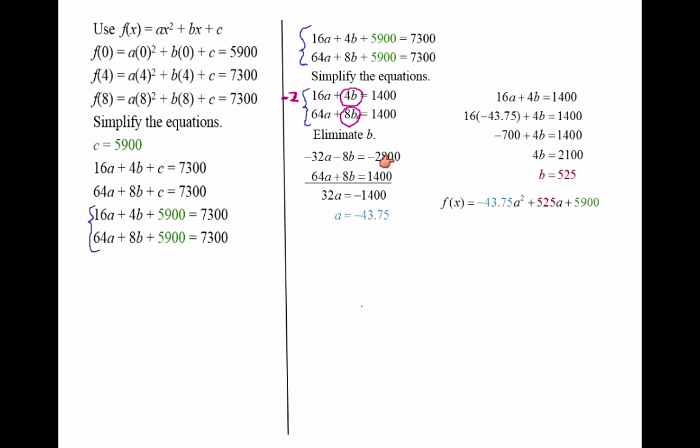So now I can solve for a and go back and solve for b. We need to multiply the top row here by negative 2 to make the coefficients of b opposite of each other.